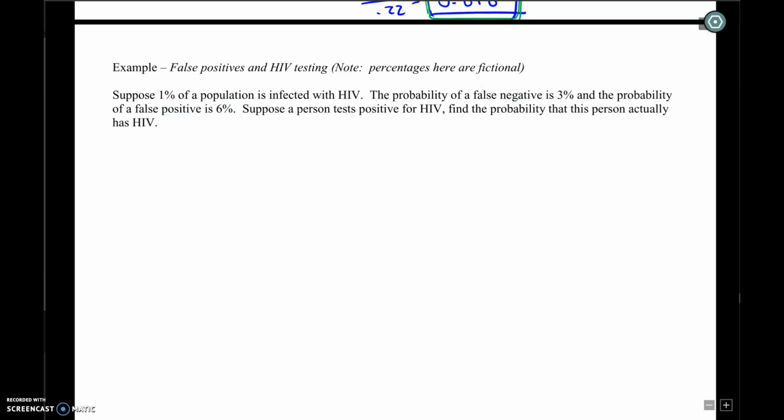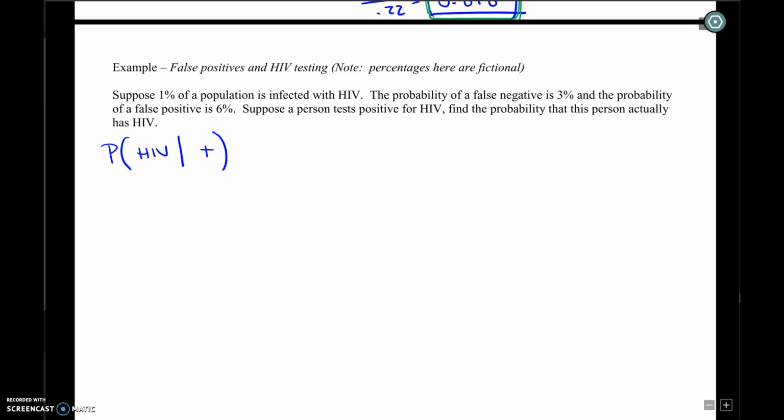Regardless, suppose a person tests positive for HIV. Find the probability that this person actually has HIV. So if you test positive for HIV, find the probability that this person actually has HIV. I would just call that probability of HIV, given you test positive.